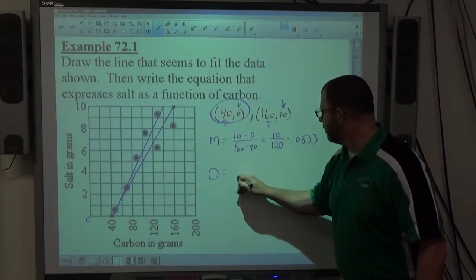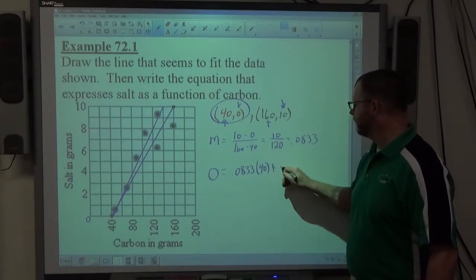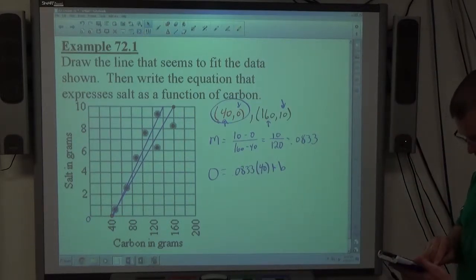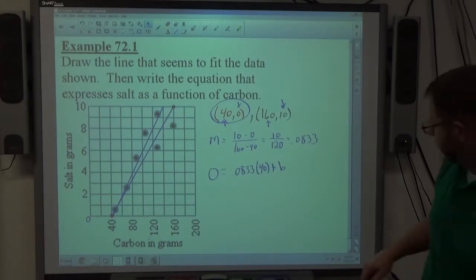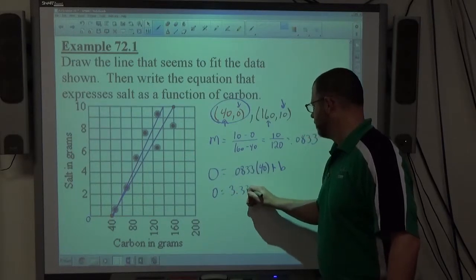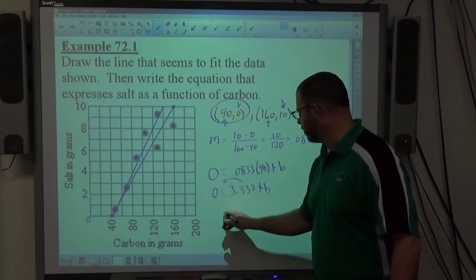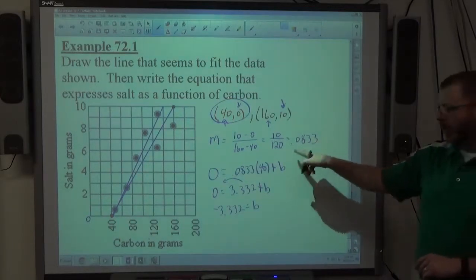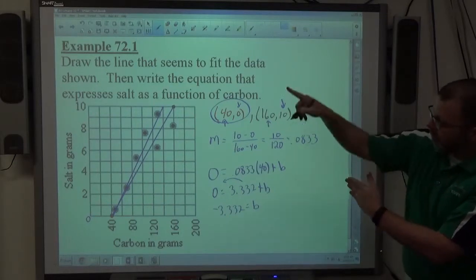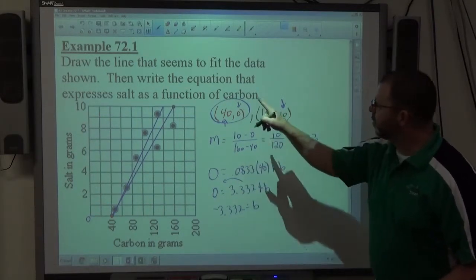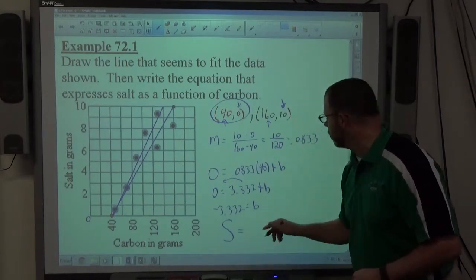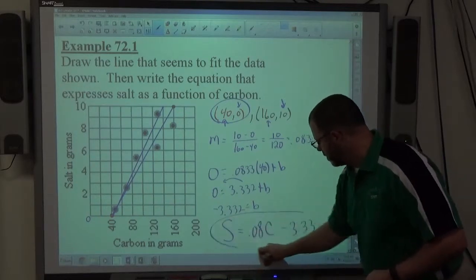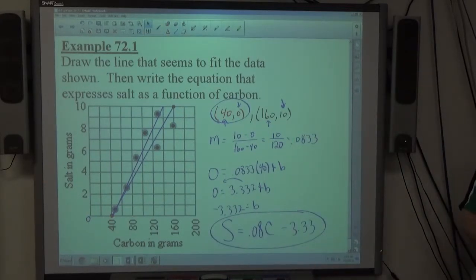Y equals m times x plus b. So if I do 0.0833 times 40, I get 3.332. So move the 3.332 over to the left, I get b is equal to negative 3.332. I'm fine with a couple decimal places in the final answer. The y-coordinate here is salt, the x-coordinate is carbon, and it says salt is a function of carbon, so they want to use the letters S and C. So S equals slope 0.08 times carbon plus y-intercept. And just like that, I get a pretty good graph.